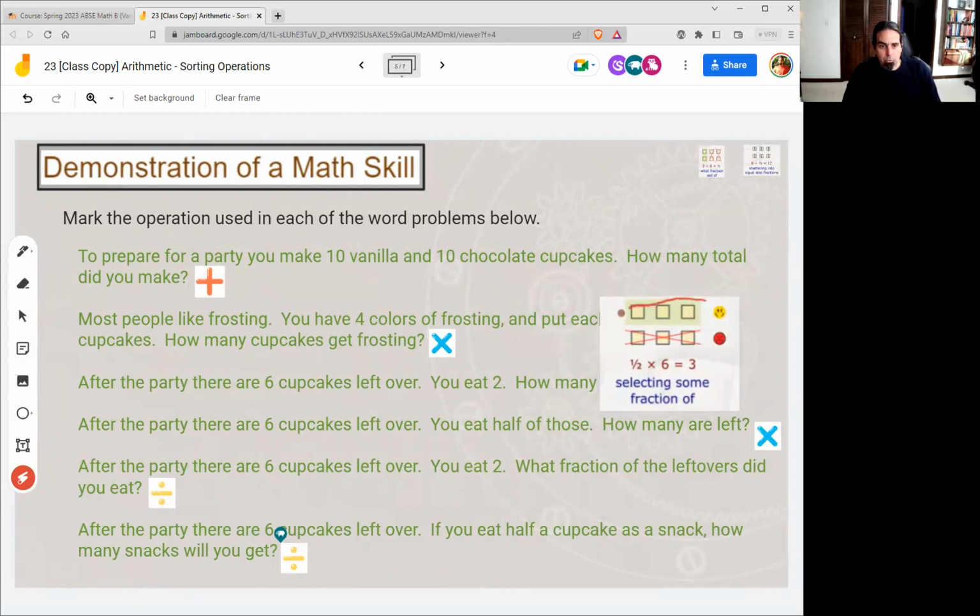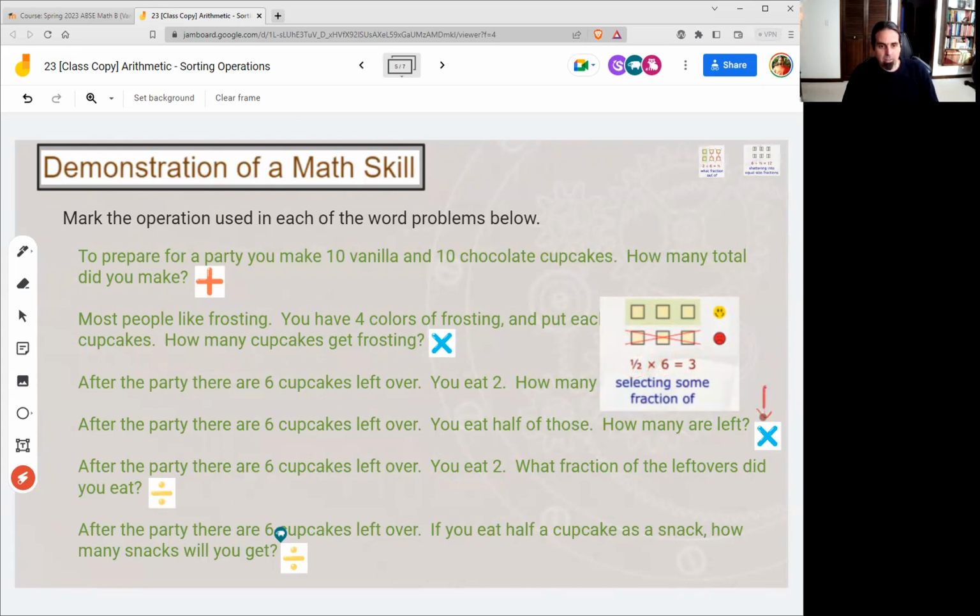There's 6 left over. I get to eat half of them, making me smile. What? How many are left? 3 are left. These 3 for somebody else. So that's multiplying. Half of 6, pretending that the multiply symbol means of. Half of 6. I'm starting with the fraction and using it.